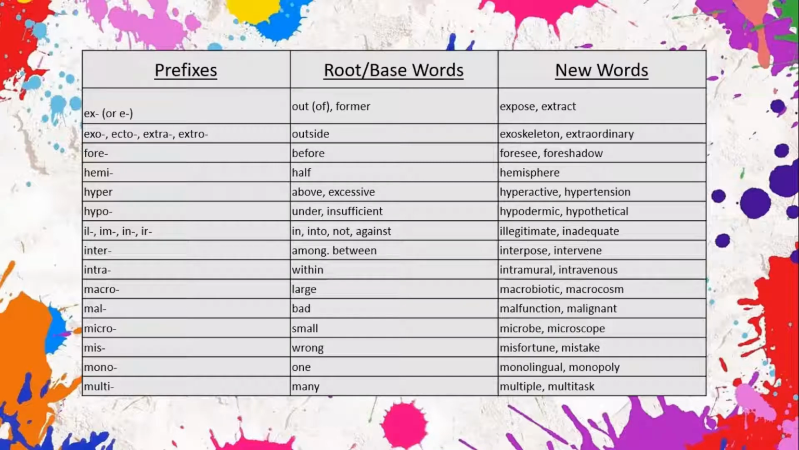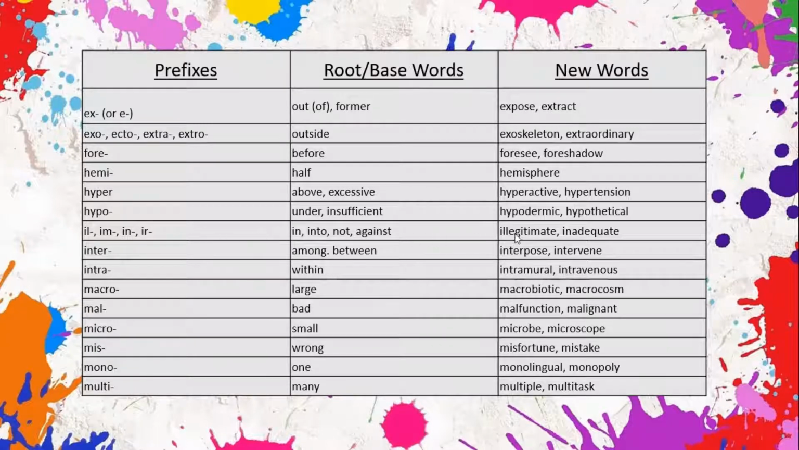Is my favorite, the I prefix. I-L, I-M, I-N, and I-R. Here are some of the meanings: in, into, not, or against. And when we add them to our root words, they form completely new words.